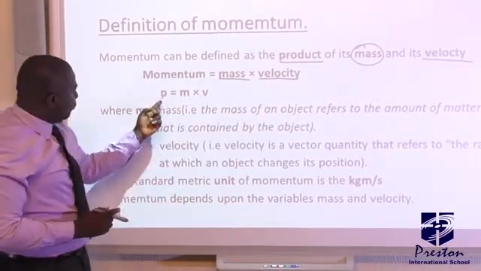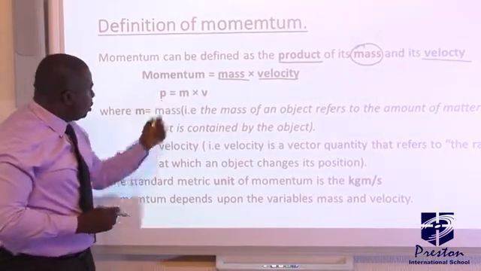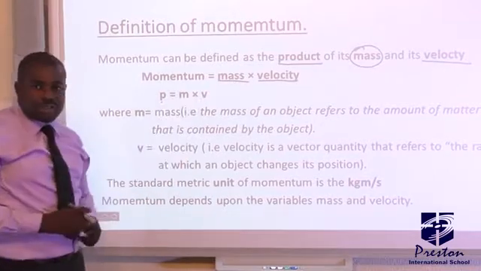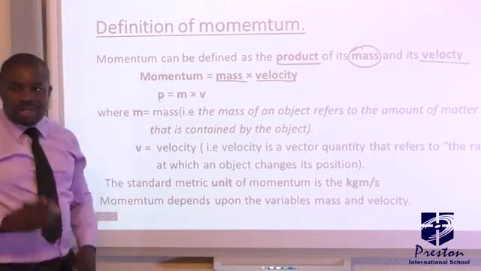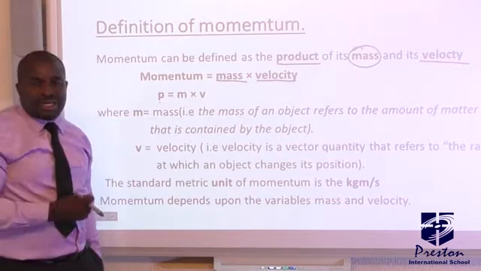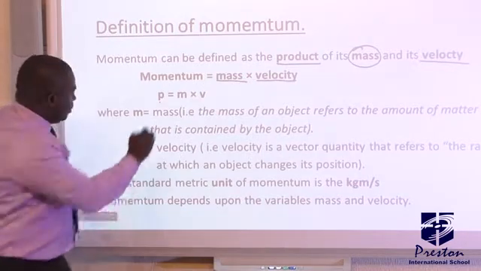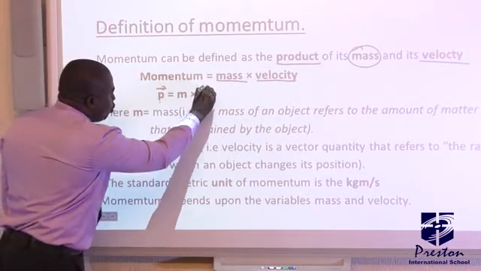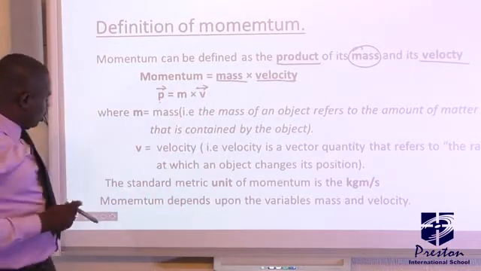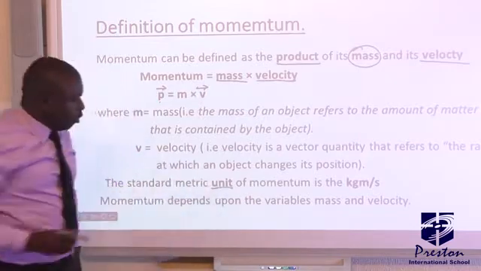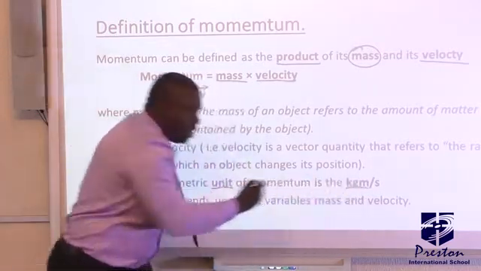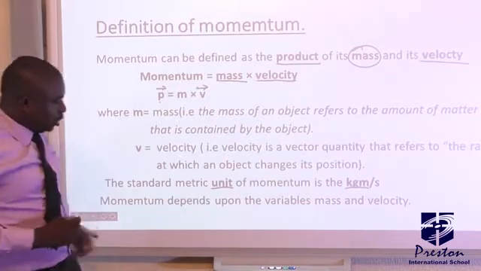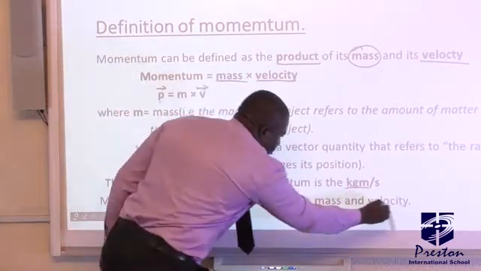Mathematically, we can define momentum as P equal to M multiplied by V, where V is the velocity and M is the mass. And don't forget that momentum is a vector quantity. If that is the case, anytime you are working on momentum, you have to show the sign of a vector quantity. And the standard unit for momentum is kilogram meter per second. Remember that momentum depends upon mass and velocity.